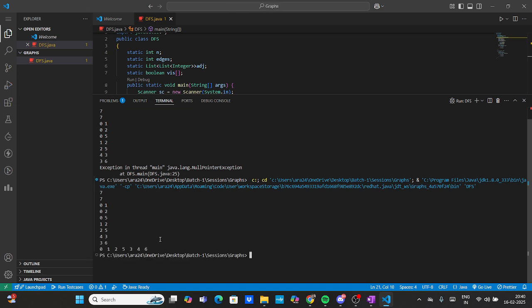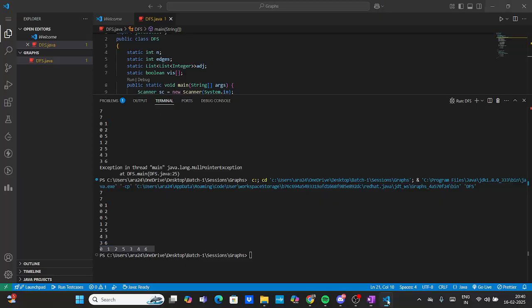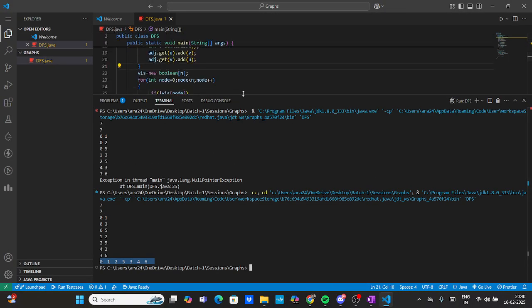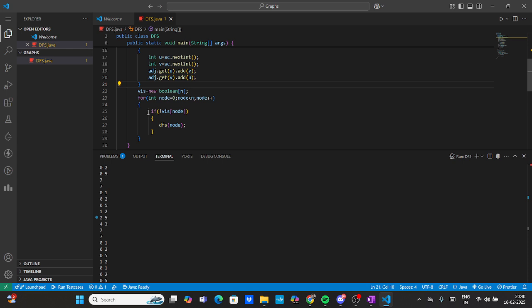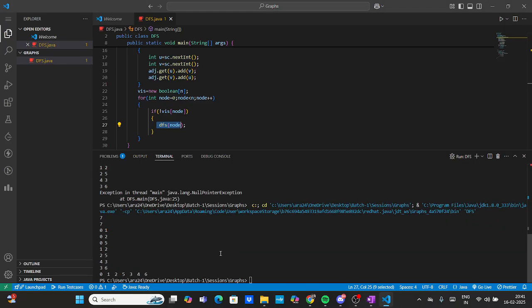Right. So see, we got this order 0, 1, 2, 5, 3, 4, 6. 0, 1, 1 says you will go to 2, 2 says you will go to 5. Now you would have started from 3 because we have this if check that if it is not visited, then only do a DFS. So 0, 1, 2 has already been visited. But what about 3? 3 is present in a separate component, right? So 3 will do DFS, will visit 4, will visit 6. And that's the order.